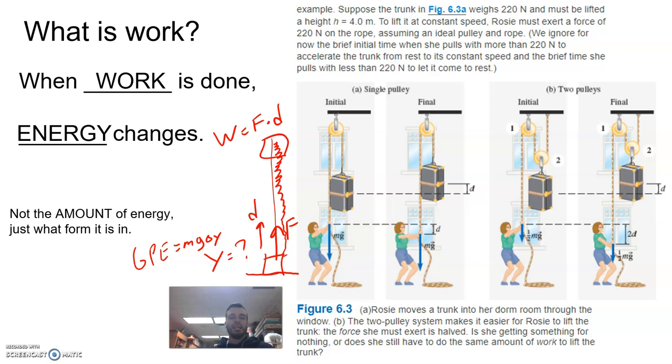So when work is done, energy changes. Now, where did that energy come from? Well, it came from the chemical energy stored in my muscles to lift it up. So you can't get energy for free. The energy was converted by the process of work from chemical potential energy stored inside my cells to gravitational potential energy stored as we lift the box up high.